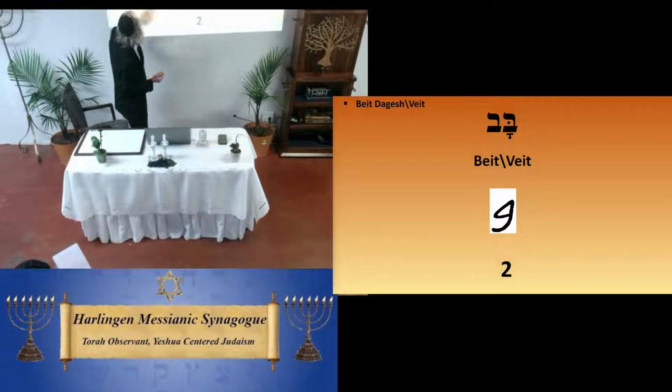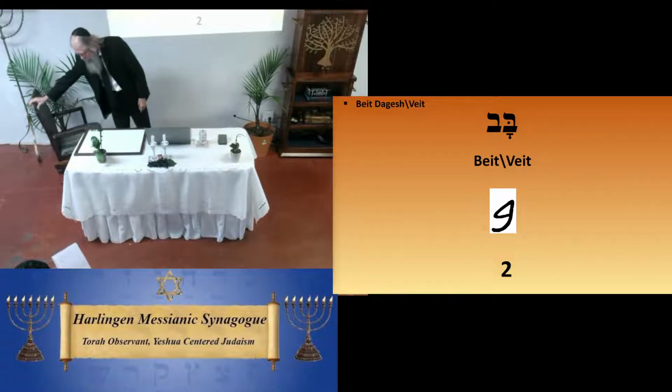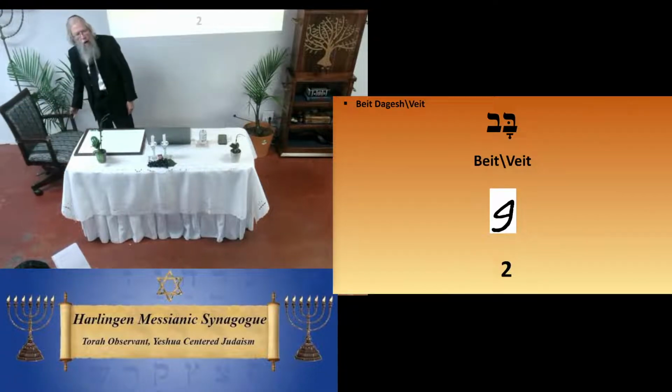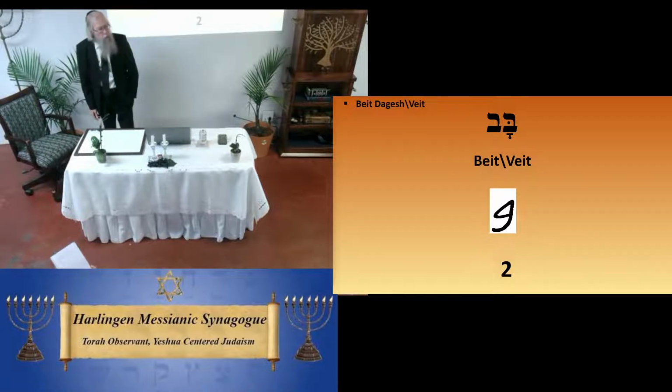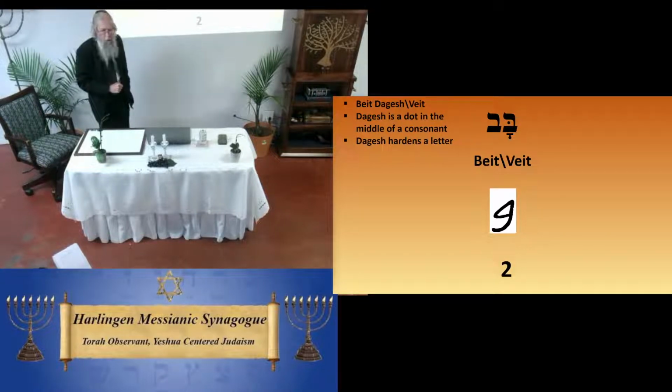All right, next. So the dot in the middle is called a dagesh. Everyone say dagesh. Beit is not the only letter to take a dagesh. There are several letters that will take a dagesh. In fact, most of them actually can. All right? So next, what the dagesh does, it's the dot in the middle of a consonant, and it hardens the sound. It hardens the letter.